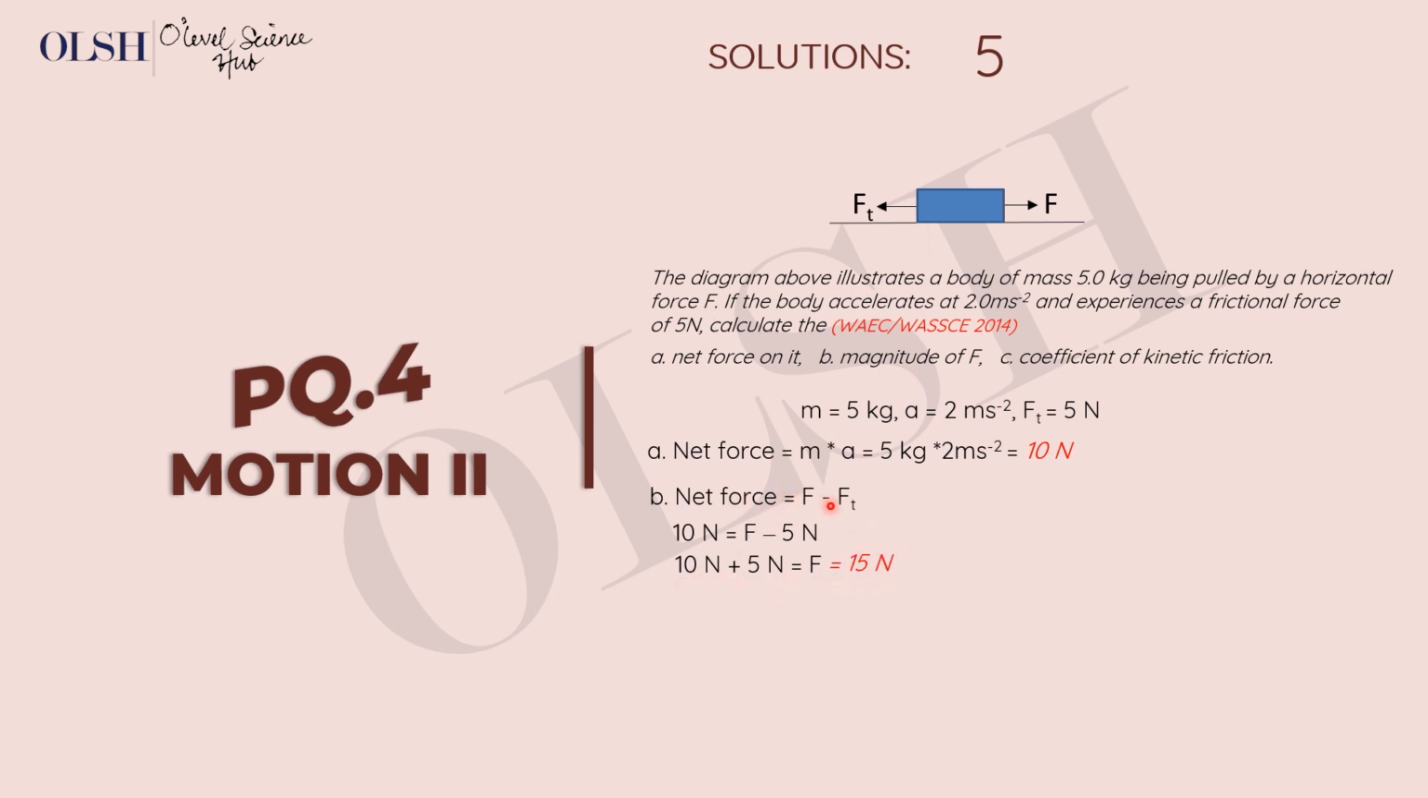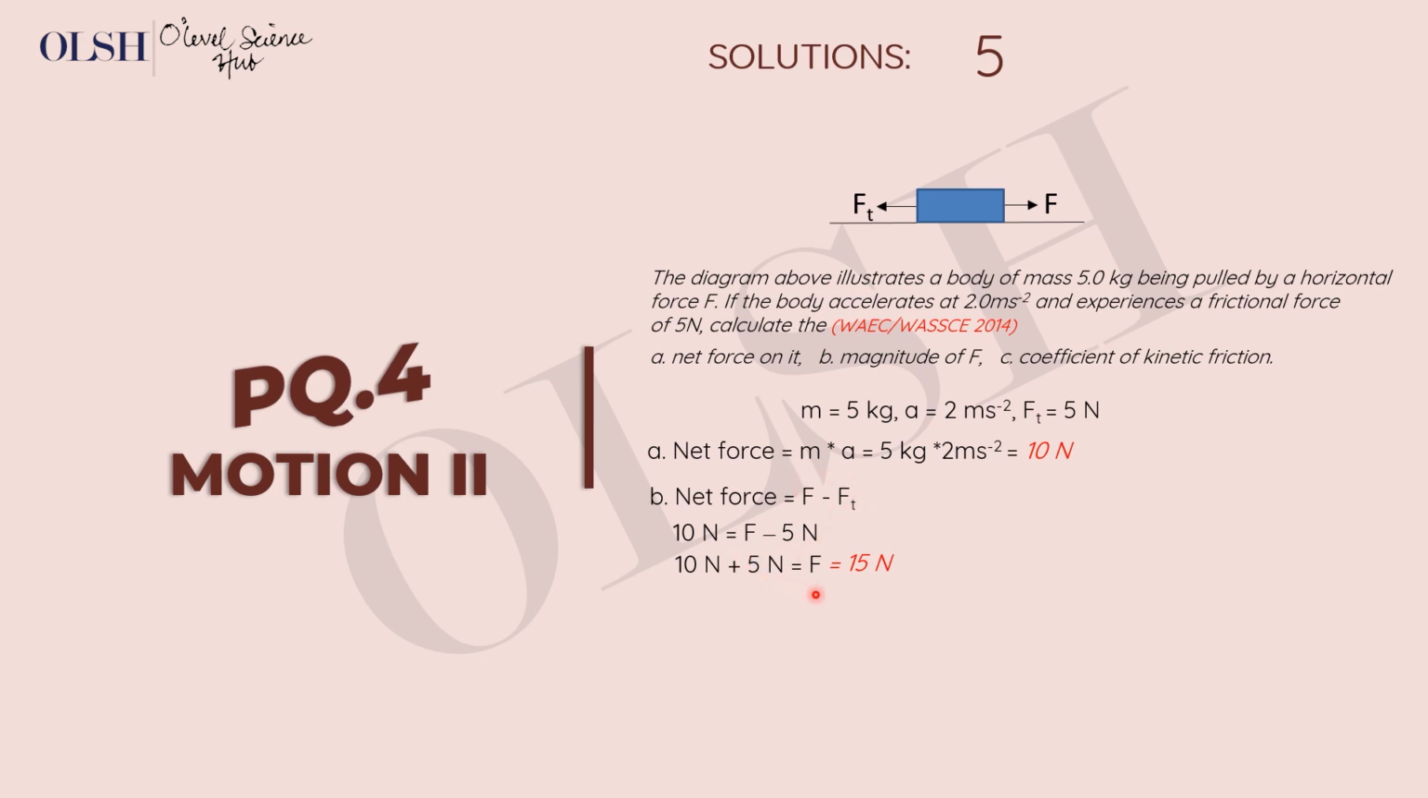Now, net force is F minus Ft, because there are two ways we can look at it. If you look at this diagram, based on the x-axis, anything to the right side is positive and to the left side is negative, so we see that this is F minus Ft. Another way to look at it is, for us to have a net force of 10 newtons, the force that is applied that causes that motion must be greater than the frictional force. If that is the case, to get the net force, we have to subtract the frictional force from the force applied. So those are two ways to know how to place your signs.